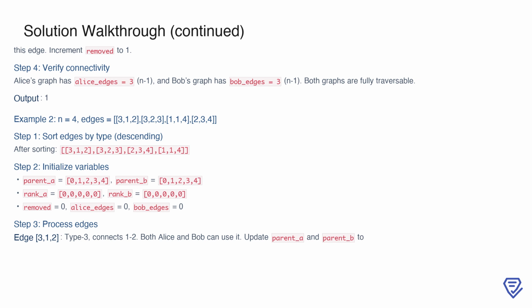We initialize the same variables as earlier, the parent_A and parent_B arrays for the disjoint sets, the rank_A and rank_B arrays for the ranks, and the counters for removed edges, Alice's edges, and Bob's edges, all starting at 0. The first edge, 3, 1, 2, is type 3, meaning both Alice and Bob can use it. By performing union operations for both graphs, we update the parent arrays to 0, 1, 1, 3, 4, and both Alice's and Bob's edge counts increase to 1.